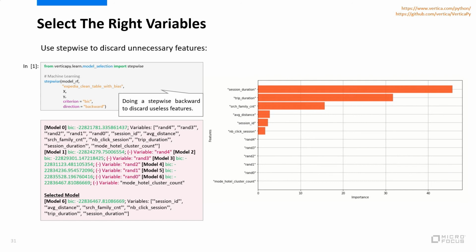in Vertica. And you can see also that the stepwise will give you some kind of feature importance. So at the same time, it will bring you some information about the features that are important in your specific use case.